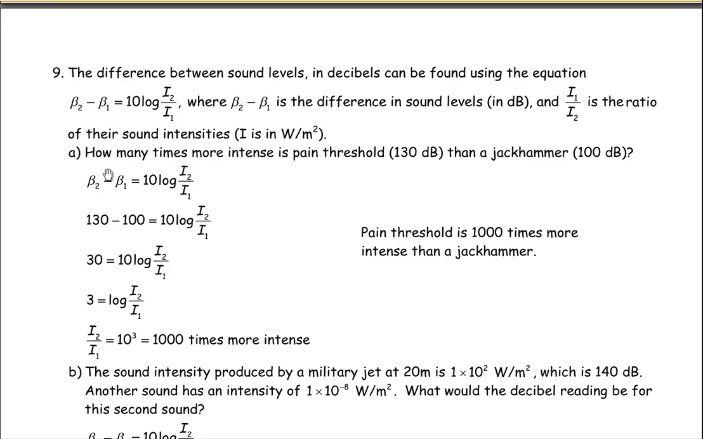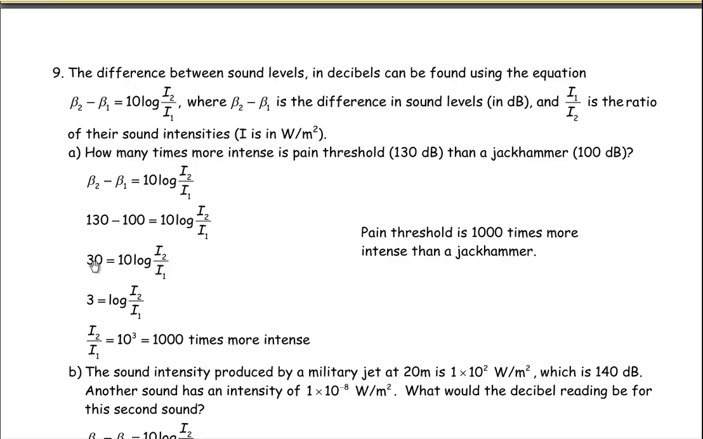So we're asked in A, how many times more intense is the pain threshold, which is approximately 130 decibels, than a jackhammer at 100 decibels? Well, we take our formula, and 130 and 100 are the two decibel readings, so we subtract those. When it says how many times more intense, we're looking for this ratio. That's what we're asked to find, the ratio of the intensities. So we want to solve for I2 over I1.